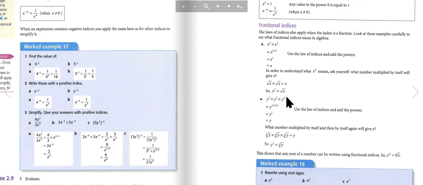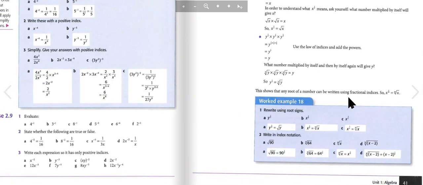y to the power of a third times y to the power of a third times y to the power of a third equals y. What number multiplied by itself and then by itself again will give y? So the cube root of y times itself, then times itself again will give y. So y to the power of a third equals the cube root of y. This shows that any root of a number can be written using fractional indices. So x to the power of 1 over m equals the m-th root of x.